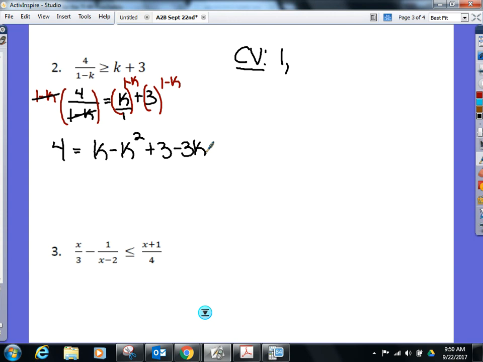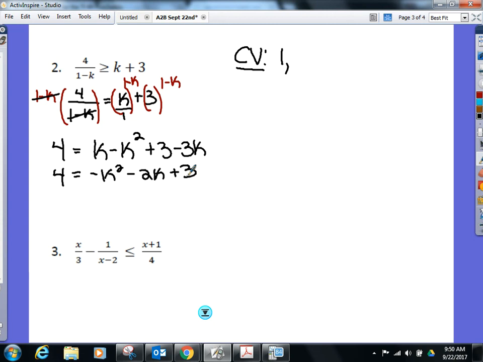Okay, let's go. Combine your like terms. Solve for k for me. Combine your like terms. So let's see. I get negative k squared. What happens with the k's here? What am I left with? Minus 2k. And then what number am I left with? 3.